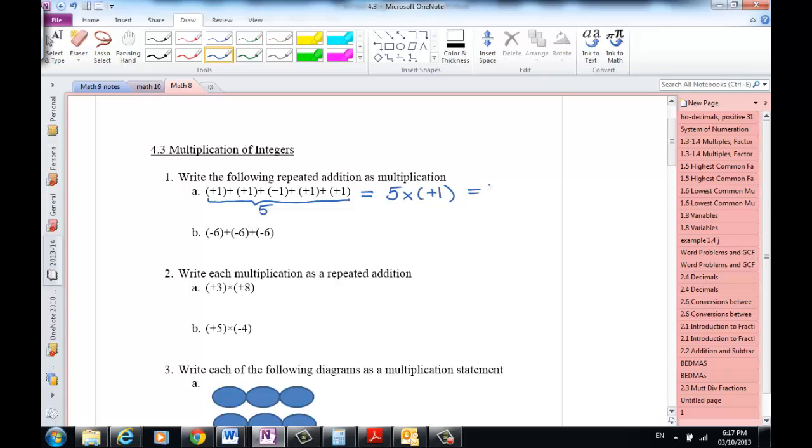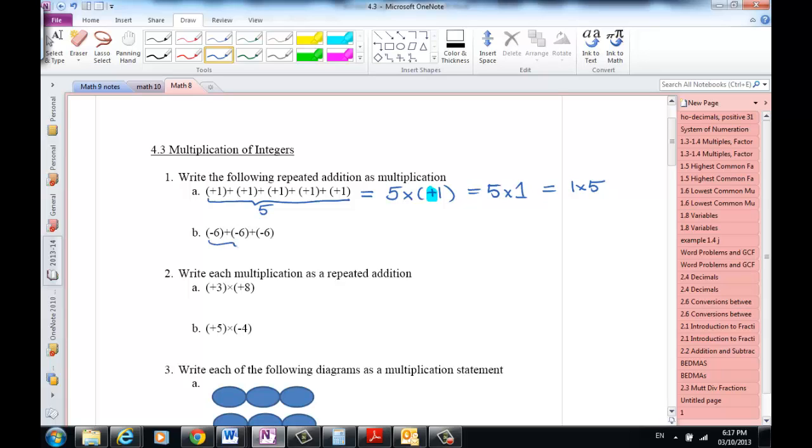Which we can simplify just to 5 multiplied by 1. We don't need to write this positive sign. In fact, it doesn't matter the order of this. We can also write this as 1 multiplied by 5, and both ways we'll get the same answer.